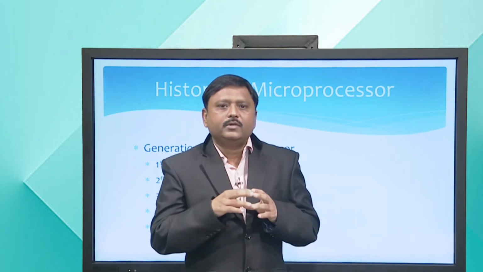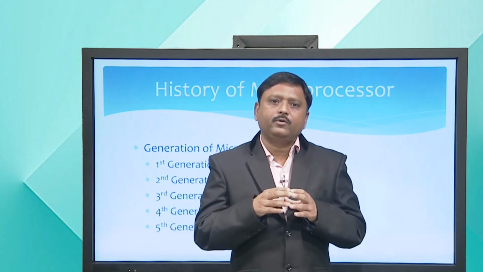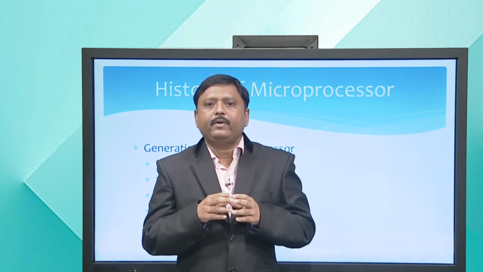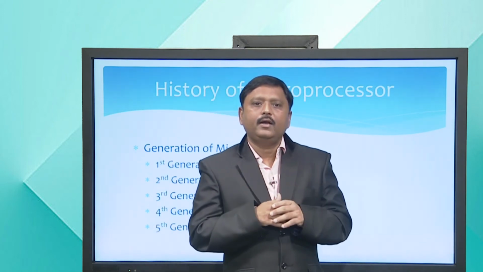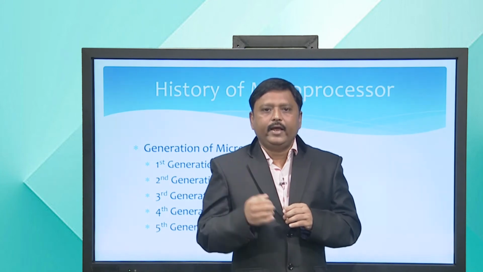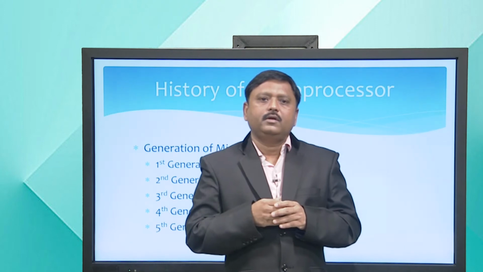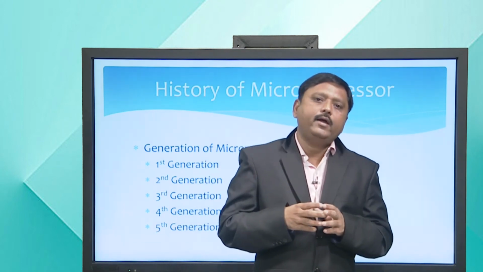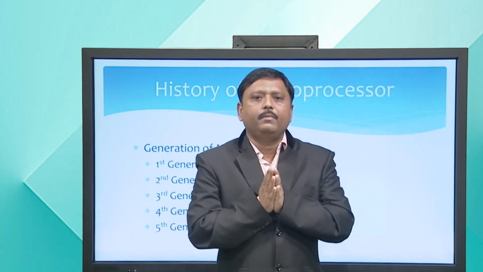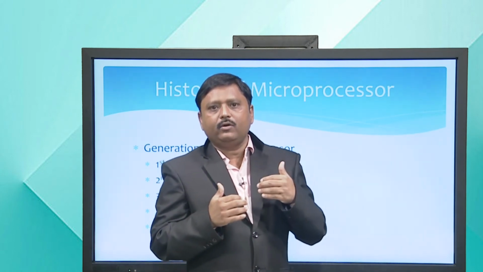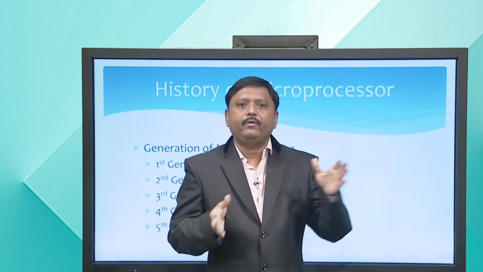A microprocessor is also known as a central processing unit in which a number of peripherals are fabricated on a single chip. It has ALU, control unit, registers, bus systems and clock to perform computational tasks. Now, let us divide the generations of microprocessor into 5 categories.